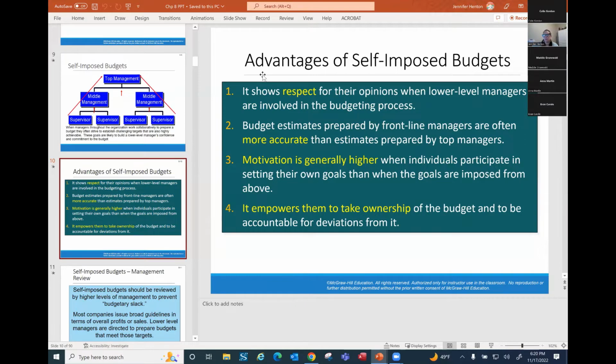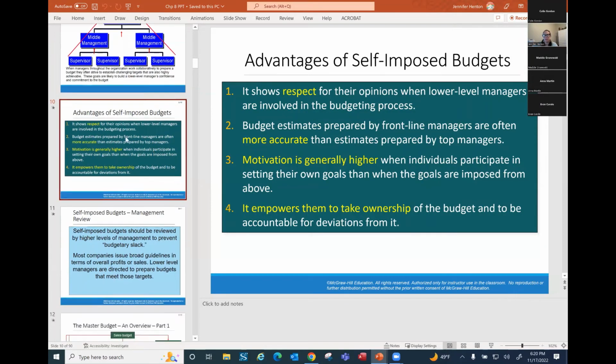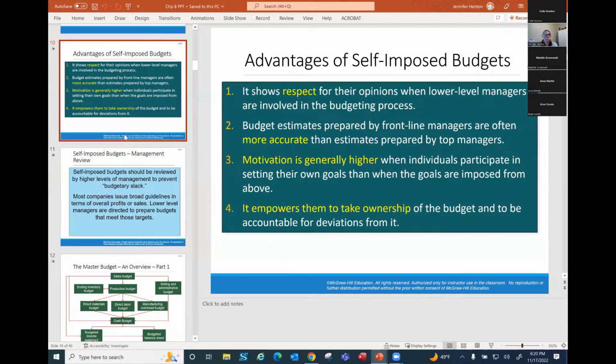So you're going to have a little more effort in making sure that the goals are met. It empowers them to take ownership of the budget and to be accountable for deviations from it. And so that just goes back to what we were just talking about. If you're putting that input in, you're definitely going to have ownership of it, and you're going to want to stick to that plan, because you don't want to have to talk about a variance.